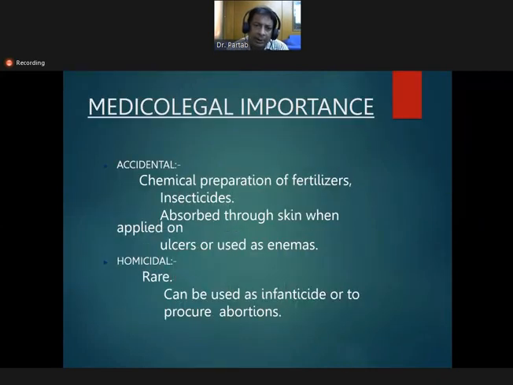Medico-legal importance: chemical preparation of fertilizers and insecticides, absorbed through skin when applied on ulcers or used as enemas. Homicidal use is rare; it can be used for infanticide or to procure abortion in the olden times, but now it is very rare. It is used as a chemical spray on crops, as an insecticide, or as part of fertilizers. So it may cause accidental poisoning in remote areas. Homicidal use is very rare, accidental is on the top.